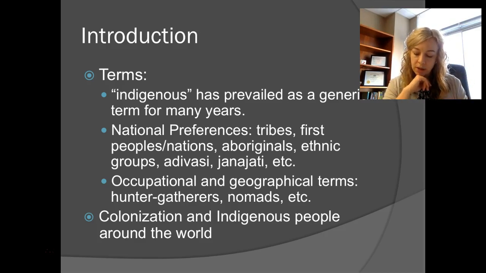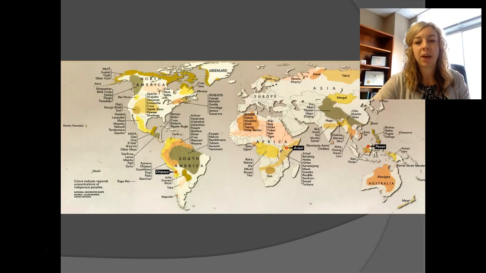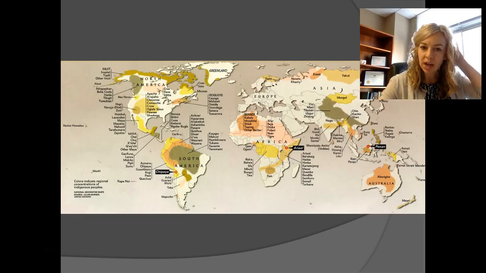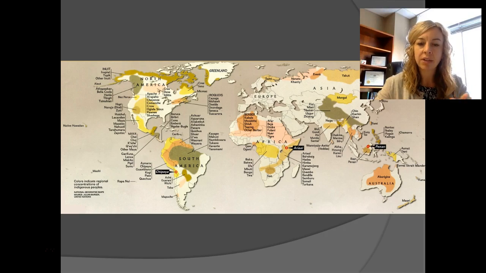Okay. There are Indigenous groups and people from the Arctic to the South Pacific. I have a map next, just to highlight for you the different areas that have been colonized and also have Indigenous people there. You'll notice that there's not a lot of that happening in Europe. Mostly that's because that's where the colonizers were coming from. Okay.